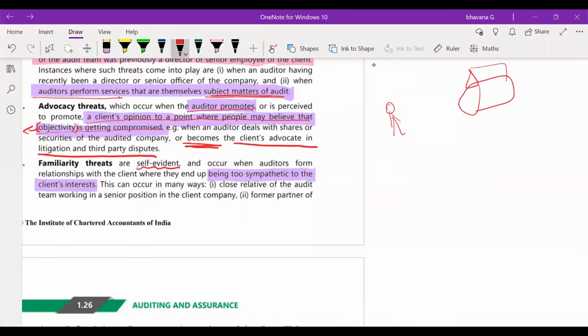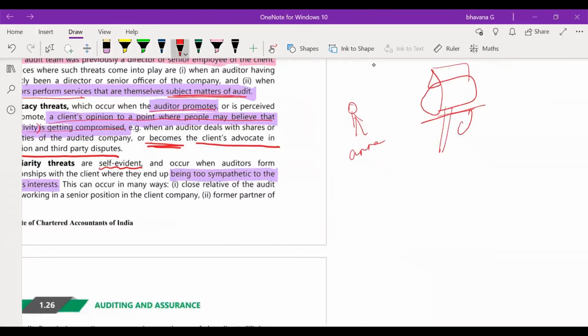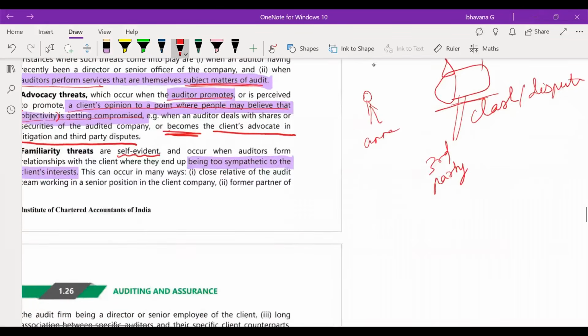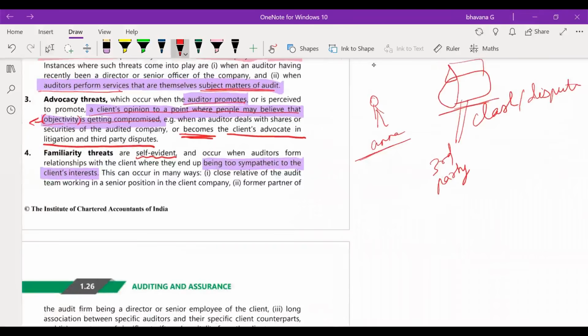this is the auditor Anna. Okay, and this is the firm. What might happen sometimes is that if the company is having some kind of a clash or dispute with a third party, this auditor might fight for the firm in such a way that it might be seen as this auditor is partial to this firm.